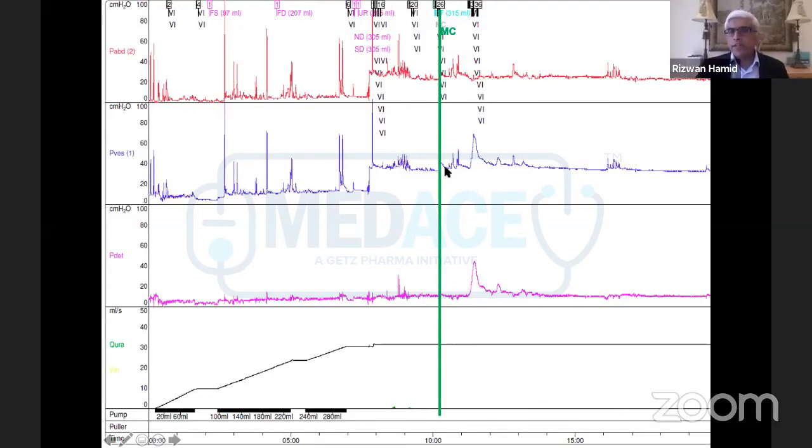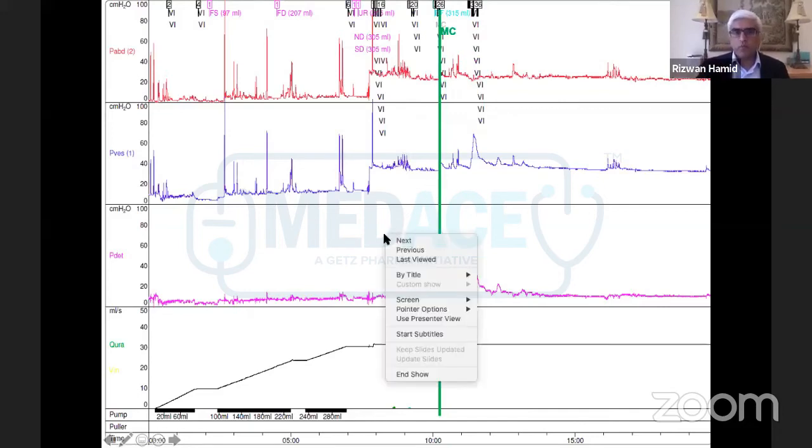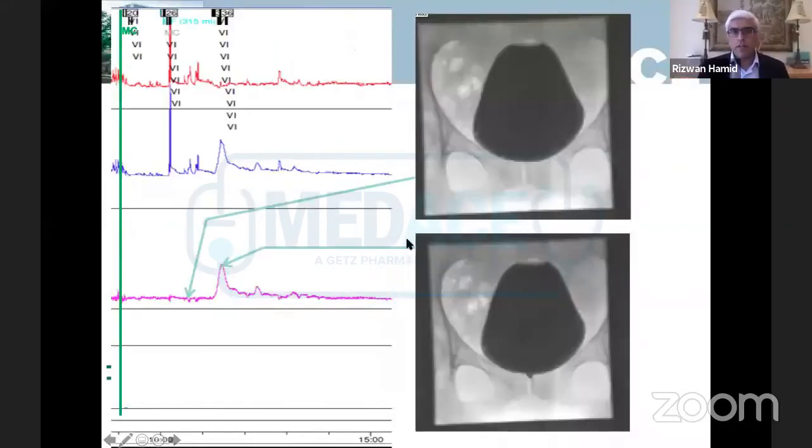So you're doing it in the lab, the patient stood up, you ask them to pass urine. Surprisingly, there's nothing coming through. So the pressure goes up in the vesical line, mimicking the detrusor line, nothing in the abdominal line. So it's not just an abdominal contraction, but you can see there's a contraction. What is happening here? So now we've got the video clip, and now you can see what is happening.